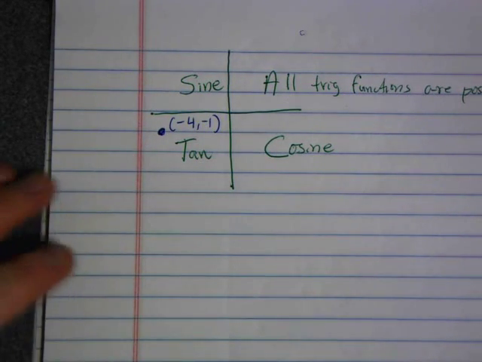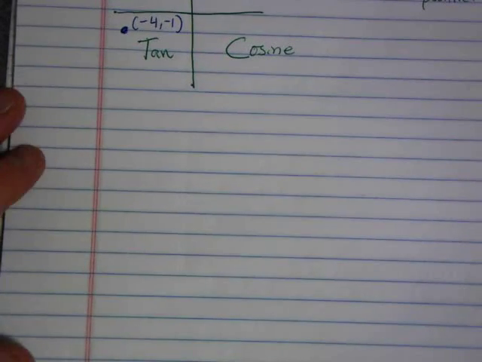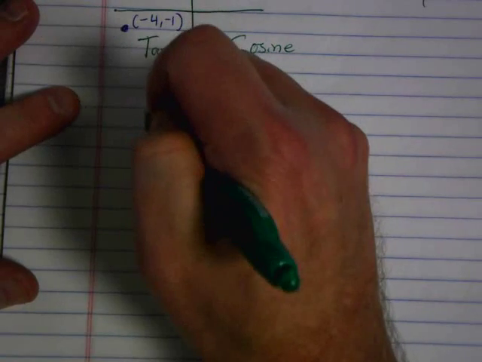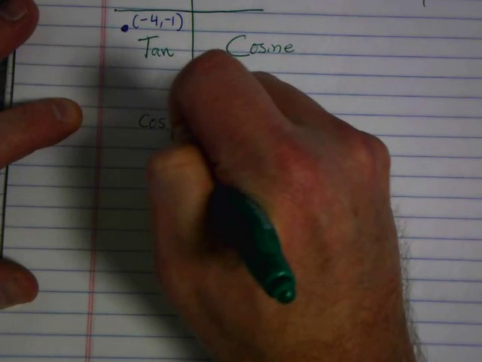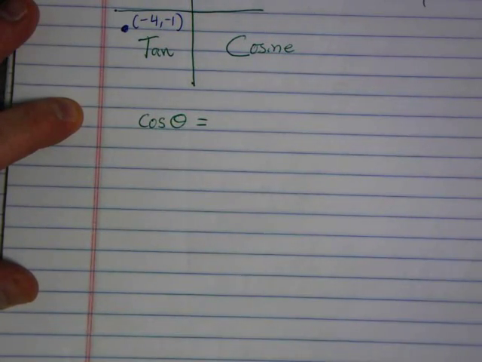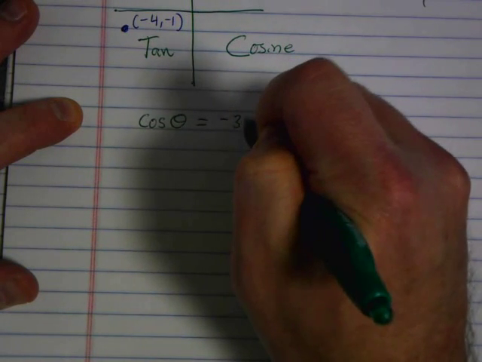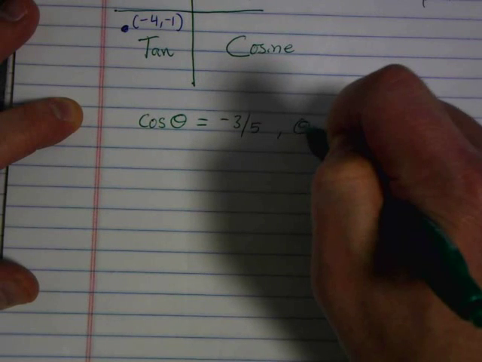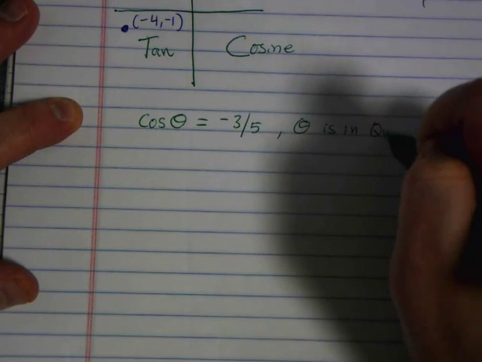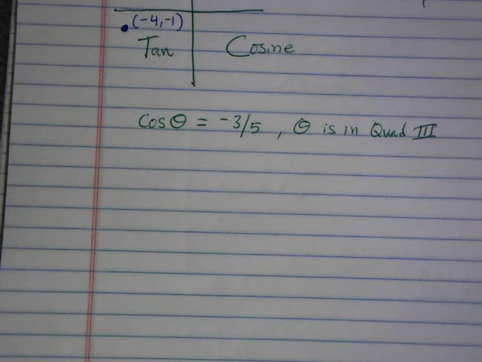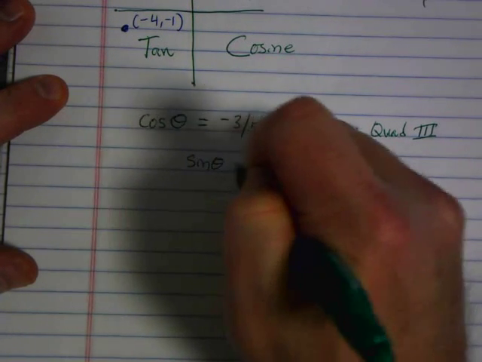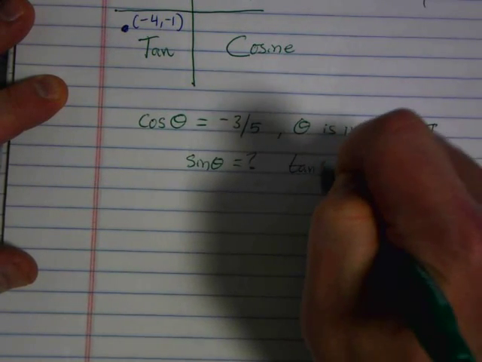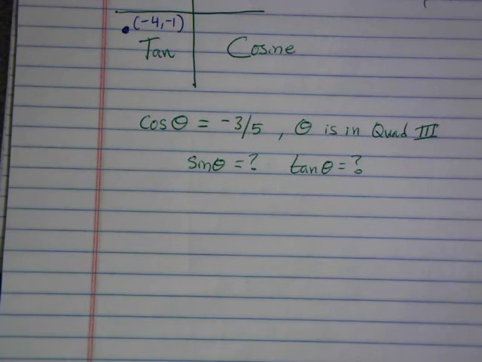All right, so here's the kind of problem I might give you that would use this. I'm going to tell you that cosine of theta is -3/5, and theta is in quadrant number 3. I want you to tell me the value of sine of theta and the value of tangent theta. And of course, I could ask for the other 3 if I wanted to, but I'm going to ask for 2. What would you do?